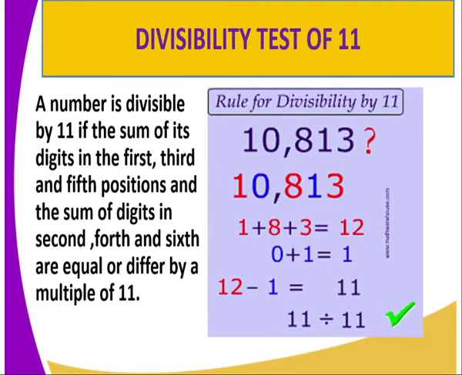For example, let us have the number 10,813. Here we are going to look at the digits in the first, third, and fifth positions. That is 1, 8, and 3. So you get 1 plus 8 plus 3 to get 12. The digits in the second and fourth positions are 0 and 1. We add the two to get 1. Then you get 12, subtract 1 to get 11. Is 11 divisible by 11? Yes. So that means our number 10,813 is divisible by 11.